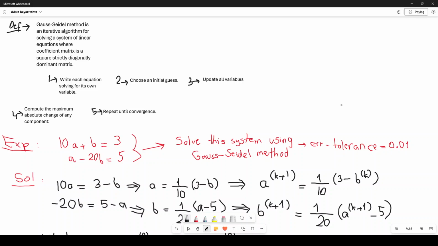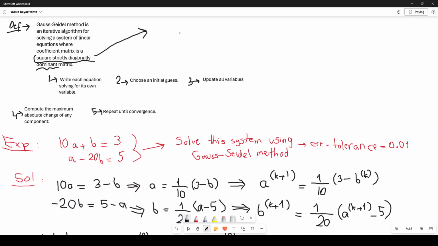In other words, we hope that we would converge to the exact solution with respect to some error tolerance that we predefined. And one thing also important to note in this definition is, as you notice, we need to have a square strictly diagonally dominant matrix, and this is to ensure the convergence. So if this condition holds, then we guarantee that our method will really converge to the exact solution with respect to, again, some predetermined error tolerance.